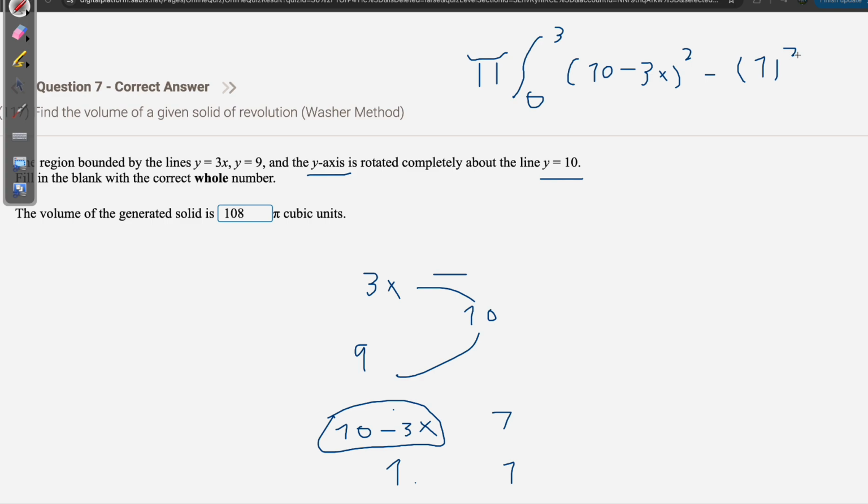I'm going to plug this into the calculator, so give me a minute. So pi times the integral from 0 to 3 of 10 minus 3x, all of it squared, minus 1, which is 108 pi.